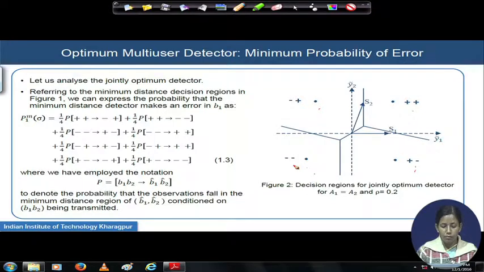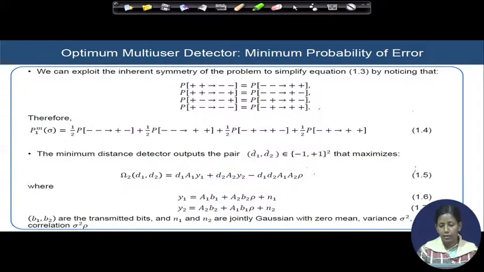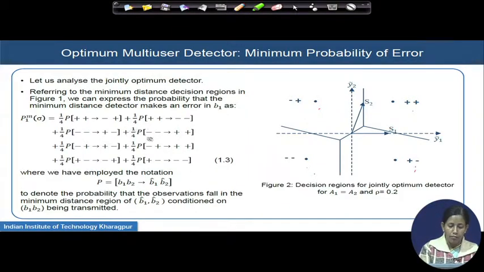So, the way this probability is written is like this: B1 B2 was actually transmitted, but this is estimated, to denote the probability. Next, we understand that instead of writing all these 8 different probabilities, fundamentally we will see that some of them are equivalent.